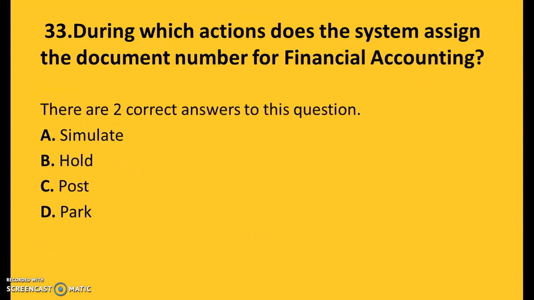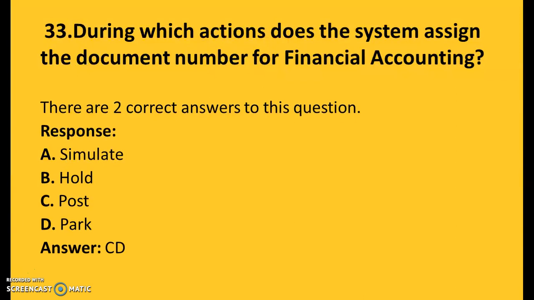During which actions does the system assign the document number for financial accounting? There are two correct answers for this question. Simulate, hold, post, or park. So the right answers are C and D, post and park. During which actions does the system assign the document number for financial accounting? Either when we are posting it or we are parking it. Not when we simulate and hold.